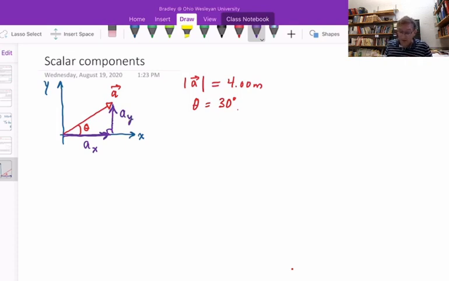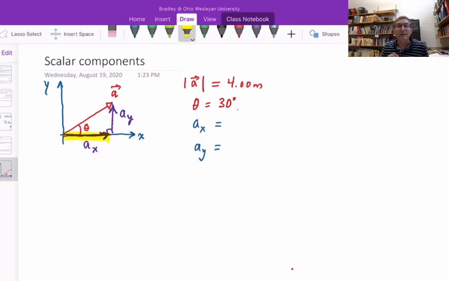Now I've created a little component triangle. And I'm just going to use trig to find A sub x and A sub y. Okay? In other words, what's the numerical value for A sub x and the numerical value of A sub y? What are the scalar components, A sub x and A sub y? This is where we use the right triangle trigonometry and definitions of sine and cosine. All right, let's just think about this a minute. This is really important, what I'm about to say next.